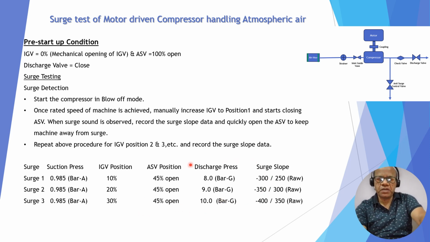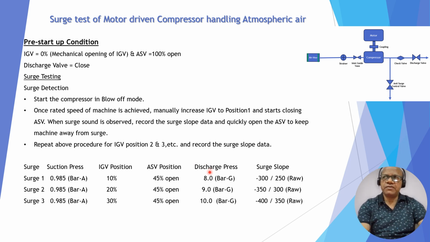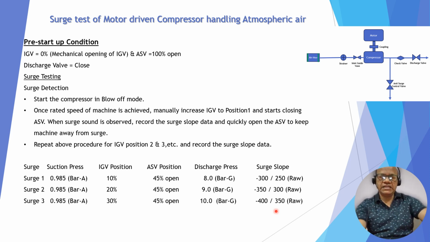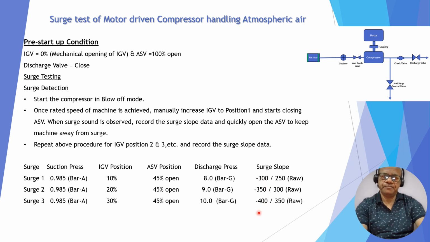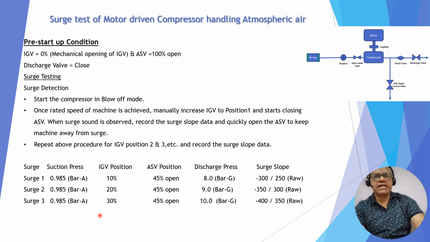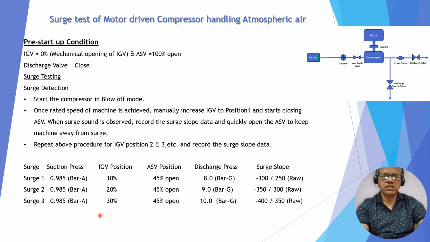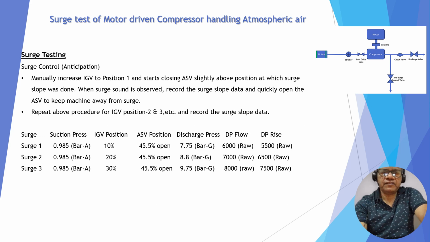Hence these are the slope conditions. We have positive and negative slope. So minus 300, plus 250, minus 350 to 300, minus 300 to 400 to 350. So you can see the data. When IGV is higher, you will see a greater slope value as compared to a lower position of IGV. So these are only typical data for understanding purposes: how surge is tested and what data we collect.